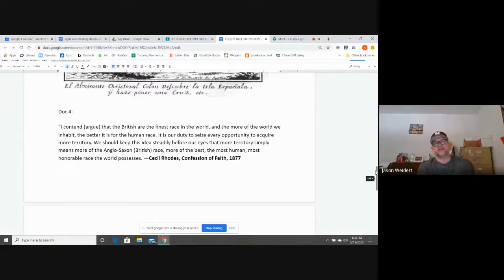Cecil Rhodes and his confession of faith. I think this is a pretty easy one. You can even take it a little further than what they give you. You would say Cecil Rhodes is clearly a British citizen during this time of extreme nationalism. It makes sense that he would think that England is the greatest race in the world because he's English. You could even go further and say Cecil Rhodes was the governor of South Africa during this time period. So, of course, he's going to promote his race and what he's doing because it makes him and his race and his country look better. So that's how I would do document 4.